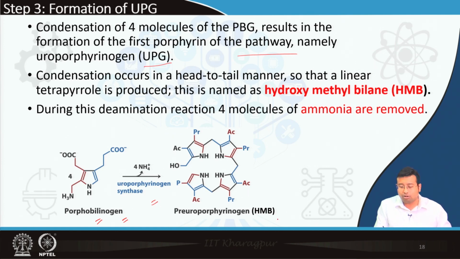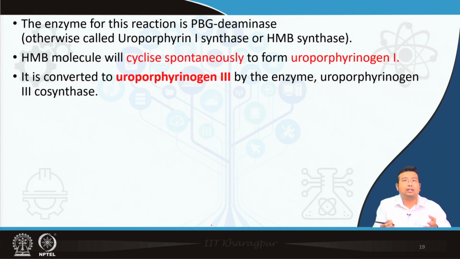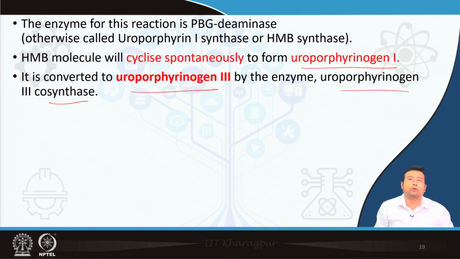This is known as hydroxymethyl bilane or pre-uroporphyrinogen, HMB. This enzyme is also often known as hydroxymethyl bilane synthase, HMB synthase. We will be discussing in detail again in porphyria, so do not worry. So, uroporphyrinogen synthase forms a linear compound which undergoes spontaneous cyclization to form uroporphyrinogen 1. Ultimately that 1 is a symmetrical porphyrin. What happens? By uroporphyrinogen co-synthase, it is converted to uroporphyrinogen 3.